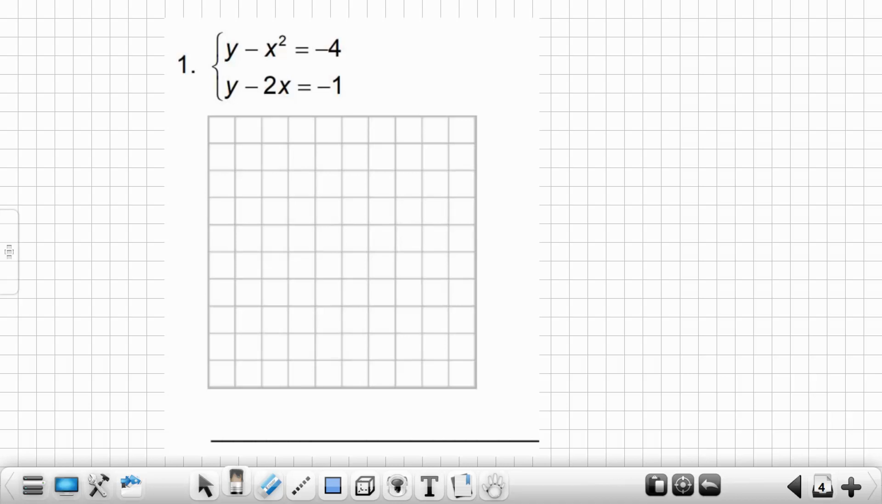So what am I going to do? Why? Plus what? Okay. So I've got y equals x squared minus 4.